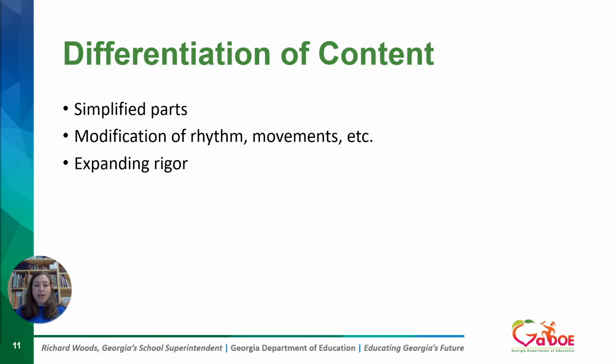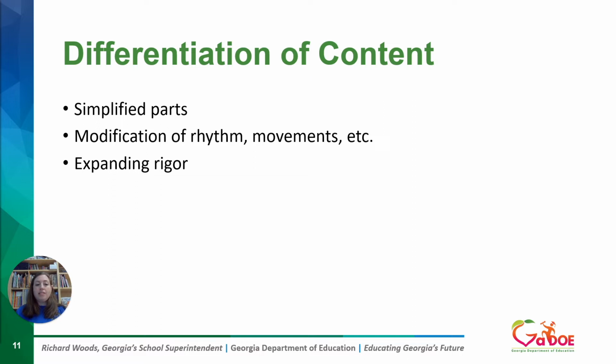So if you're doing a folk dance in a circle and there is a do-si-do, a do-si-do might be kind of hard for some students to think about that circle going back to back. So you might just allow them to walk in a circle and turn their shoulders. That's an example of a movement modification.